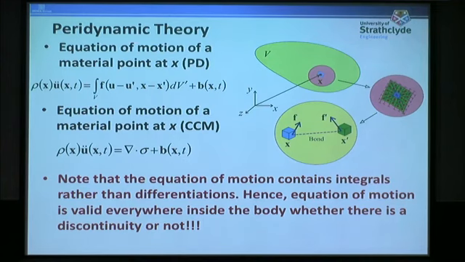So basically, this is just saying that the total force acting on a particular material point is equal to the density times the acceleration of that material point. And as you will see, this equation does not have any derivative. That means that it is always valid regardless of the discontinuities.